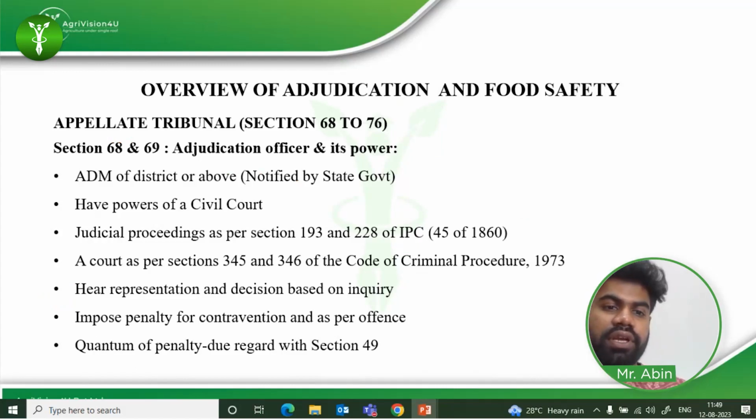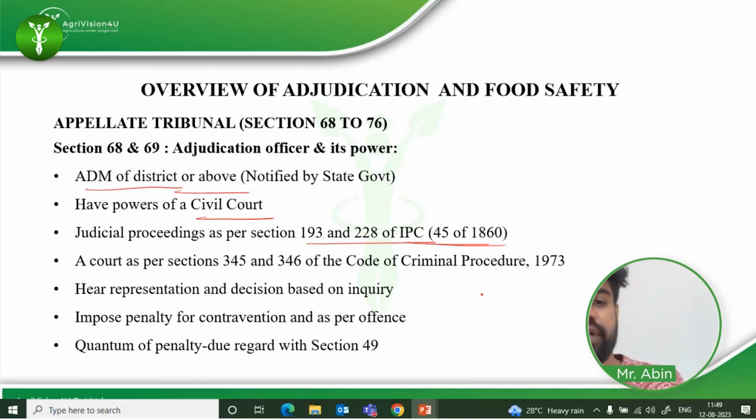This is given here also, 68 and 69 for the adjudicating officer and his powers. This is his position: ADM of the district or above, with powers of a civil court, judicial proceedings as per sections 193 and 228 of IPC. The FSS Act does not have any provision for the proceedings, so they will be referring to those IPC sections.